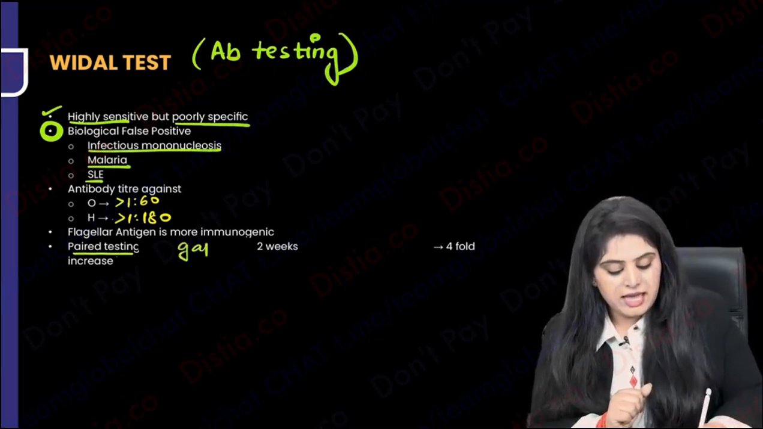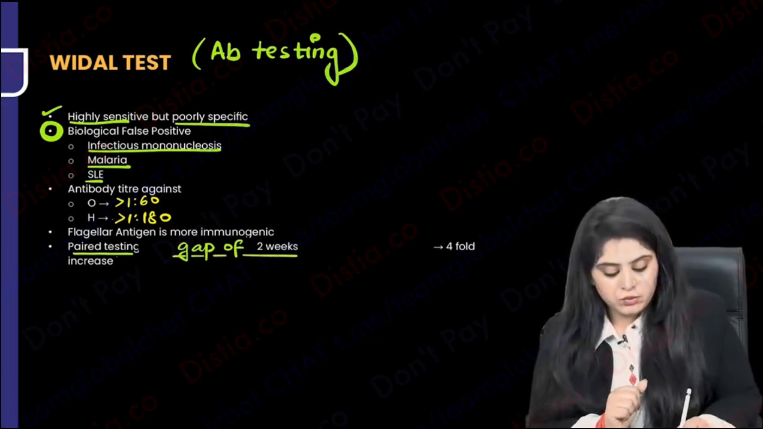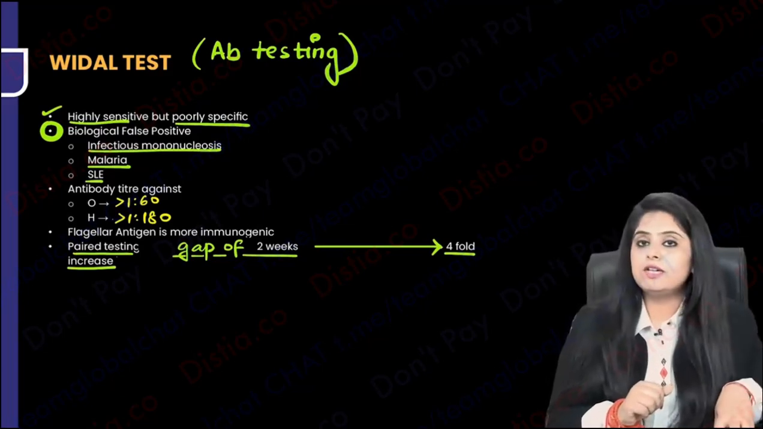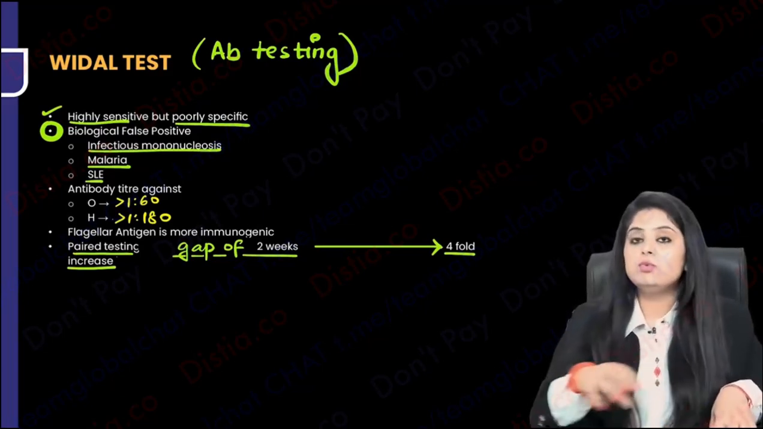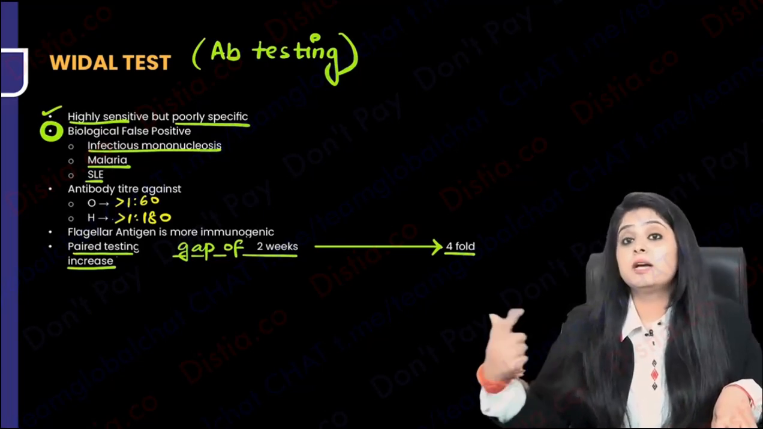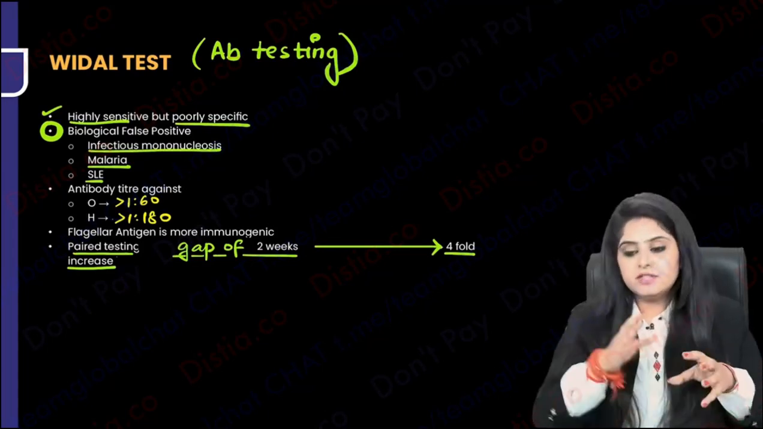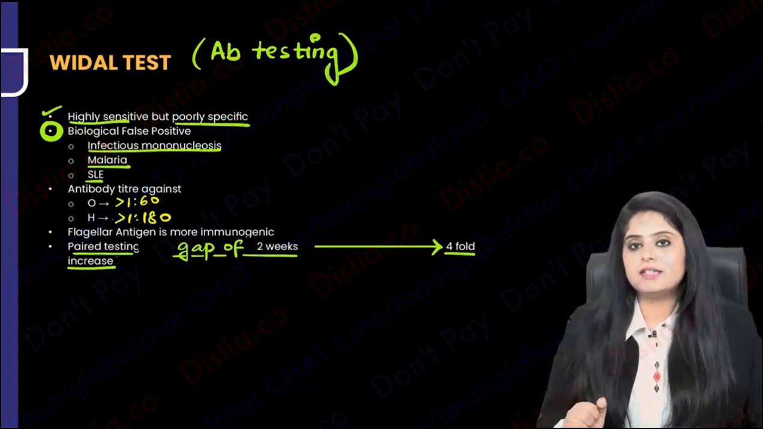There will have to be a gap of 2 weeks that you will keep between 2 tests, and you will have to see how much increase in the titer. A 4-fold increase in titer. So today, if you've done a test of Vidal and you feel it is positive, after 2 weeks, you should see that the antibody titer has become 4 times. Then you'll say, "Okay, this is genuinely typhoid Vidal." Or maybe if the titer falls, then maybe it was some other disease that resulted in it.